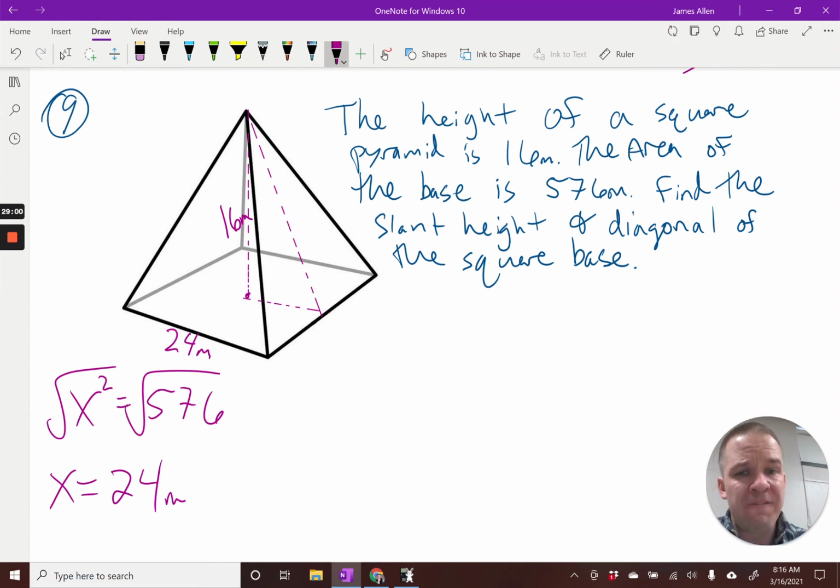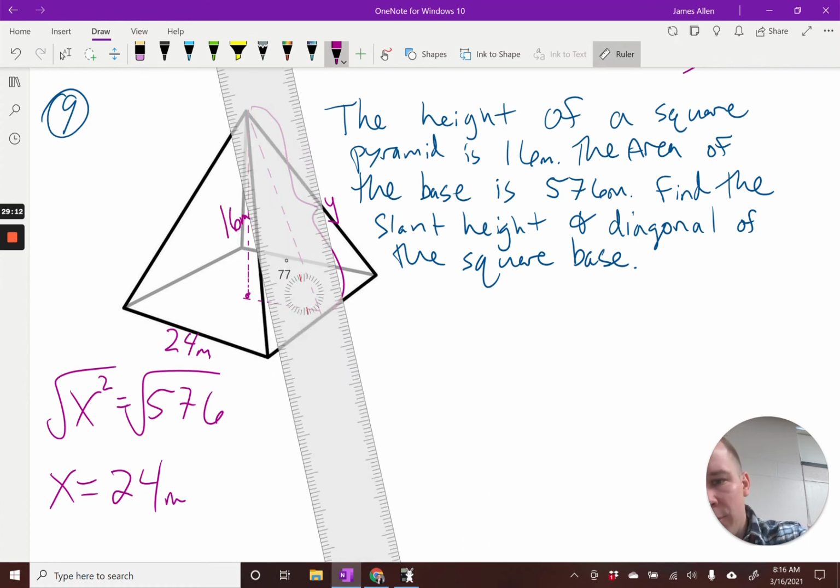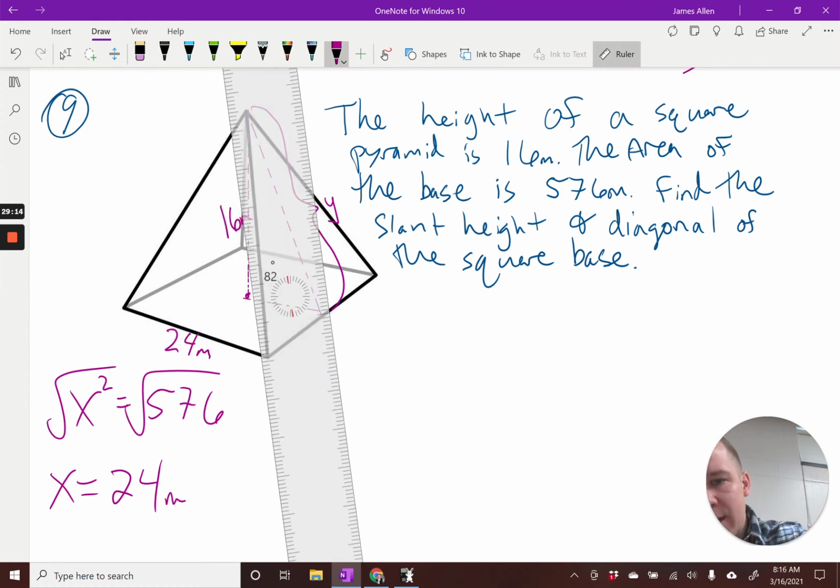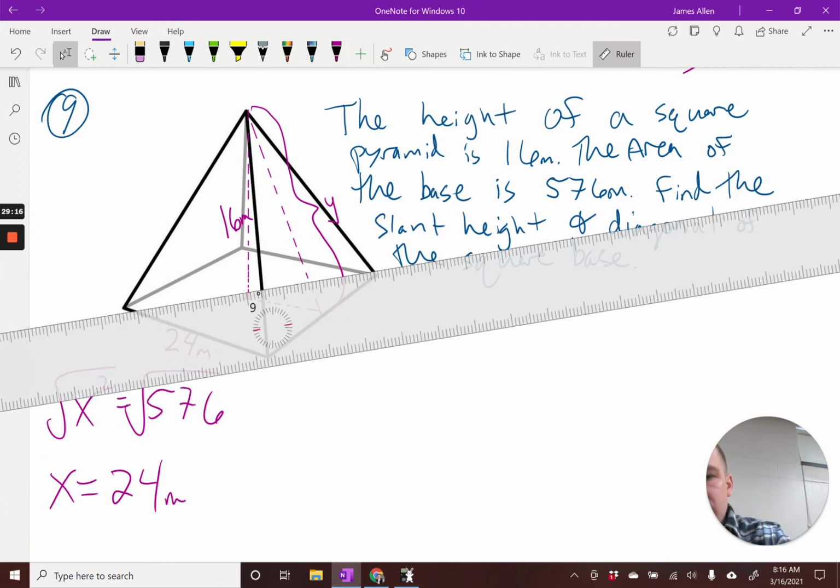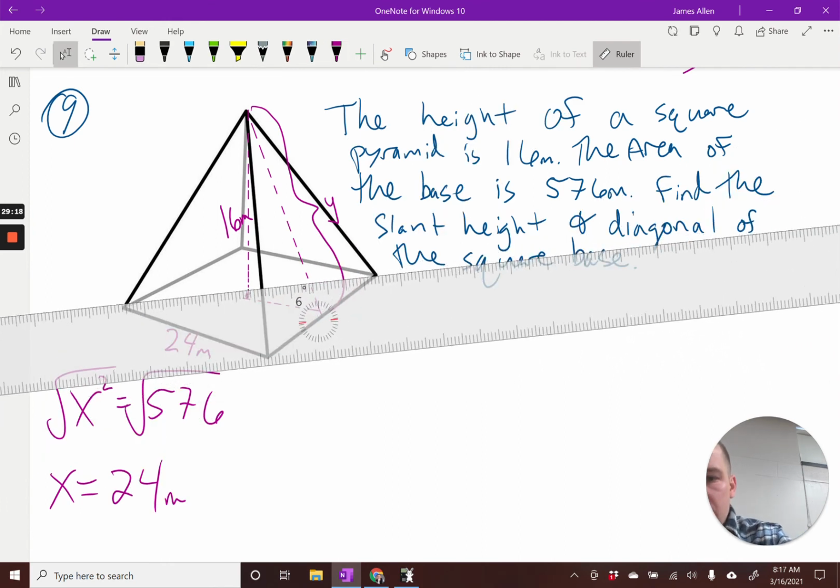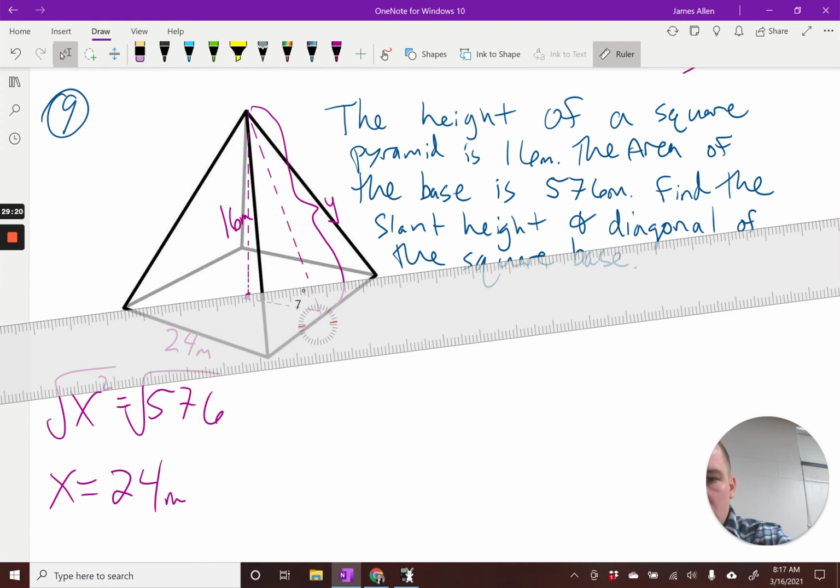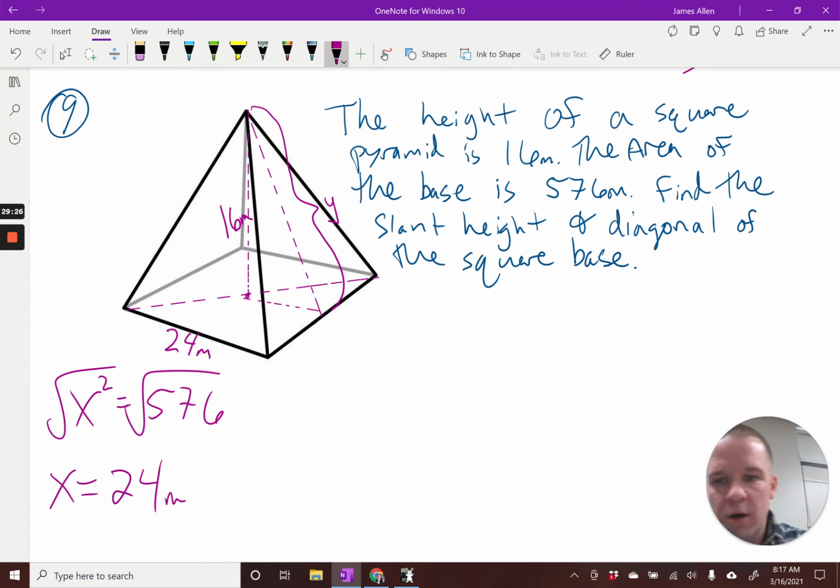All righty, find the slant height and the diagonal of the square base. So 2 separate things. Slant height, we'll call that Y. And then the diagonal of the base, I'm gonna pop that ruler back in. The diagonal of the base is gonna be, I'll actually draw it going through this way. Whoop, there we go. That's my diagonal of the base. Okay, we'll call that Z.